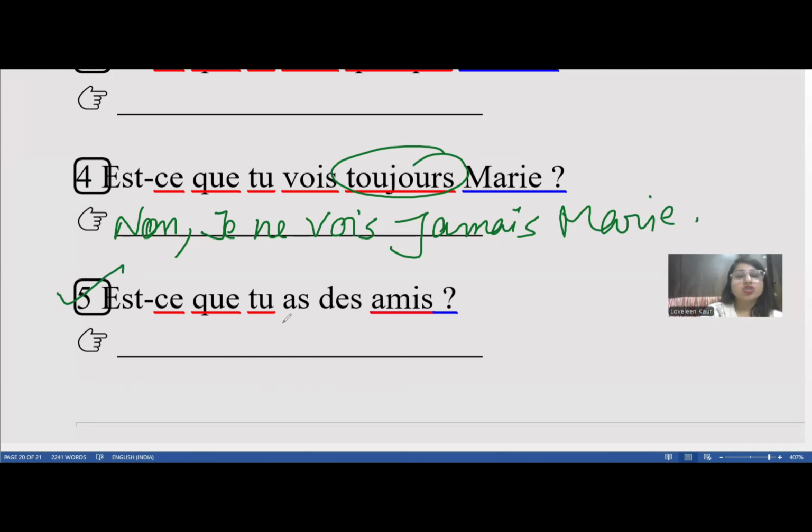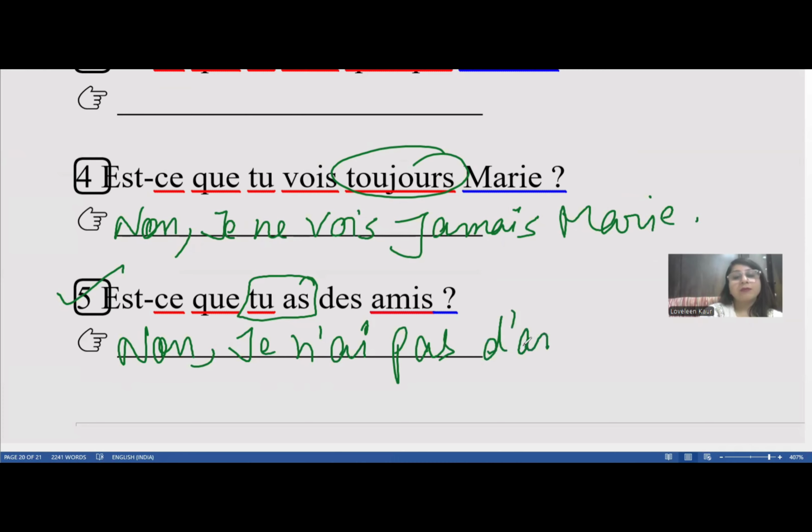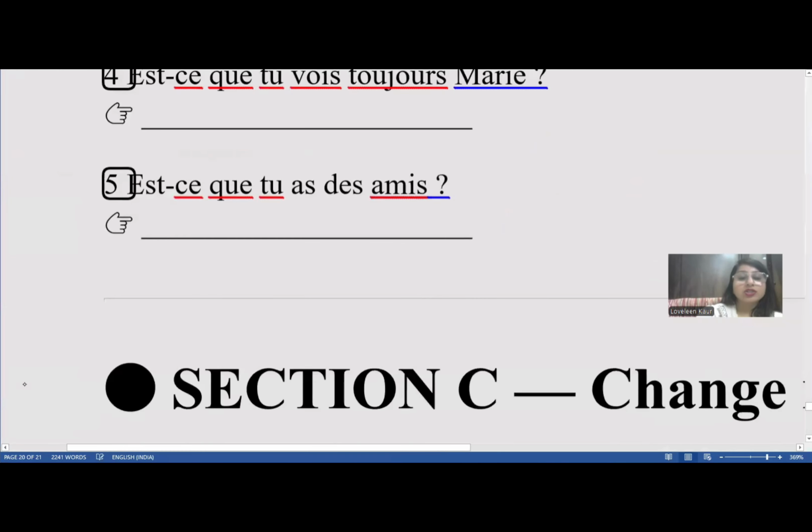Okay. Est-ce que tu as des amis? Do you have friends? I'll change it. We have done it before. No. "Tu as" means you have. It's the verb avoir. So I will say no. Je n'ai pas d'amis. No, I don't have friends. Est-ce que tu as des amis? "Non, je n'ai pas d'amis." All right, like this. So I believe now you understood.